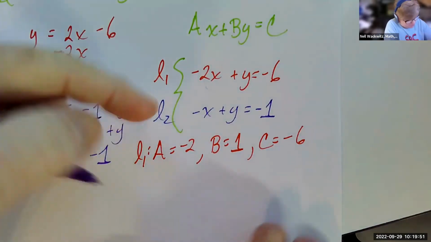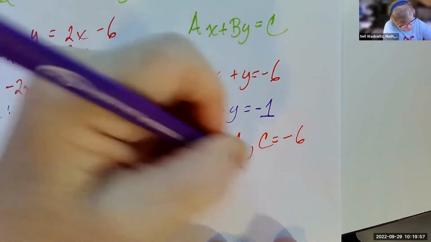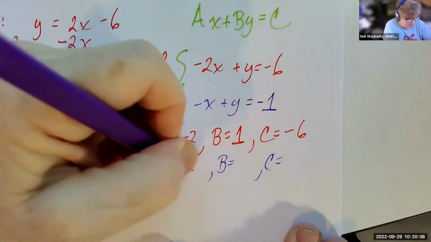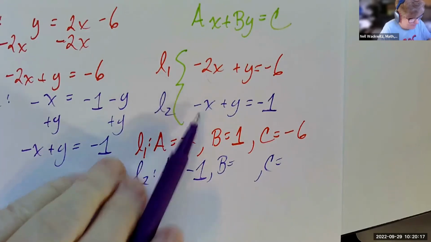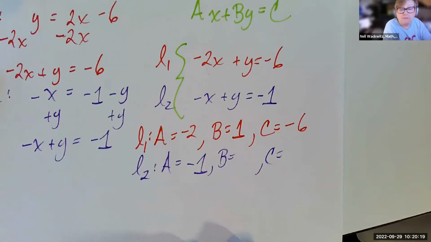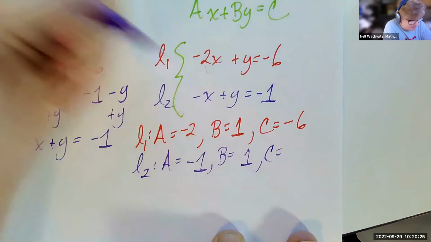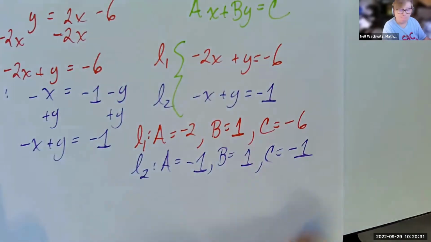Excellent. For line 2, what is the coefficient of X in line 2? Negative 1. Good. How did you figure that out? Because there's no number for x. Right. And there's a negative. Right. Good. And what about for Y? Y is 1. All right. And C is negative 1. Excellent.